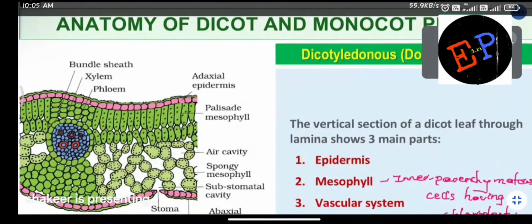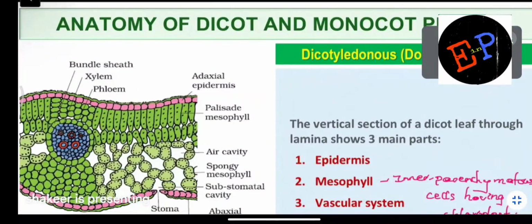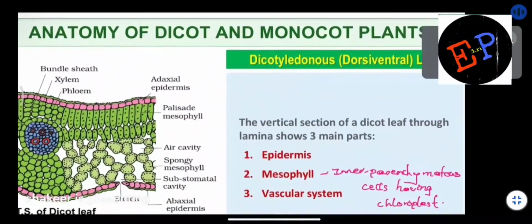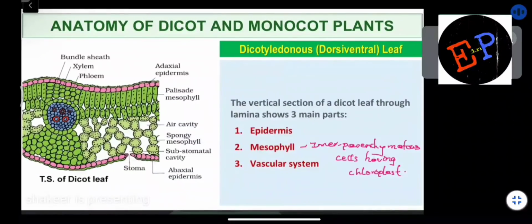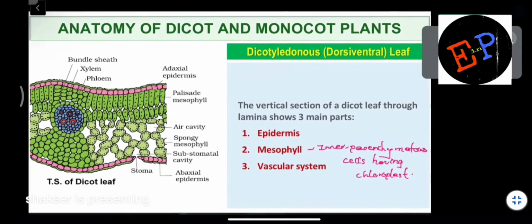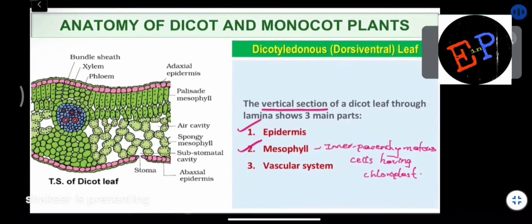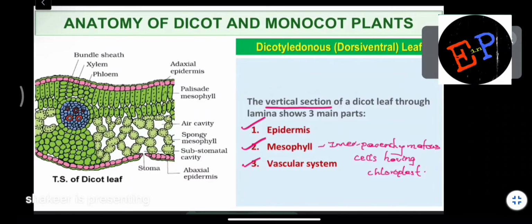Next we are studying the dicotyledonous leaf. The dicotyledonous leaf is also called a dorsiventral leaf. If you take the vertical section of this leaf, it has three main regions: epidermis, mesophyll and a vascular system. What is meant by epidermis? The outer covering is called the epidermis.